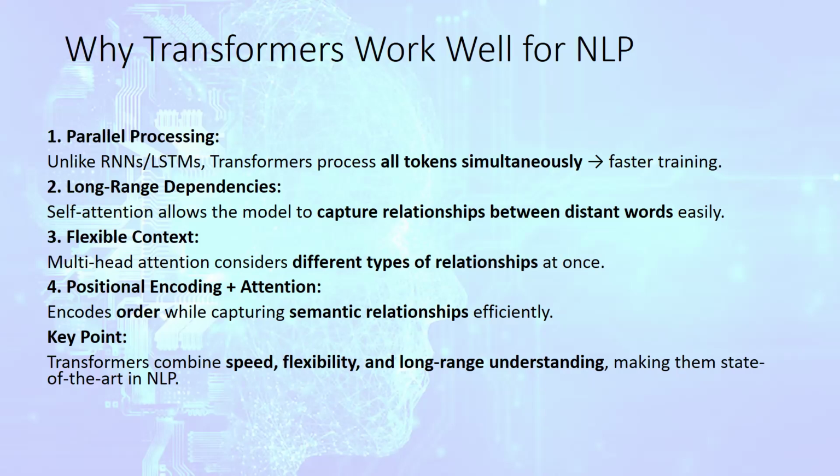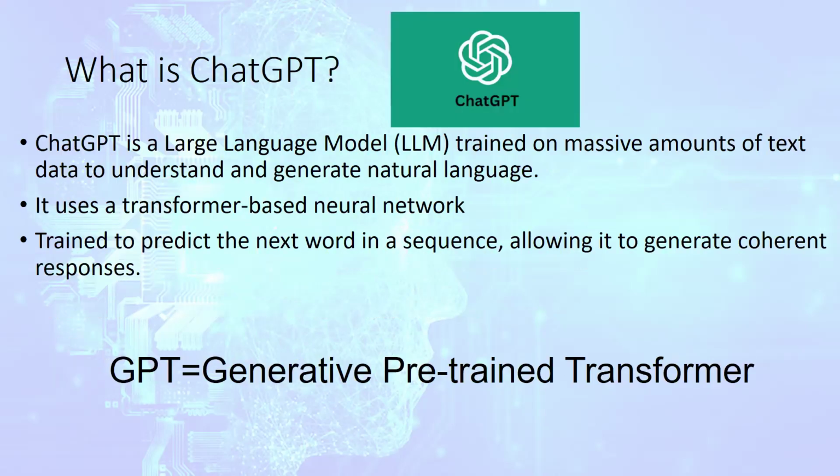And flexible context: multi-head attention, which we mentioned, considers different types of relationships at once, and positional coding can effectively be combined with attention. Yes, we said that we add positional information to our vectors corresponding to tokens, and then they're fed to the transformer network. So transformers combine speed, flexibility, and long-range understanding, and they really make up the state of the art now in natural language processing. Let's say a few words at the end about how ChatGPT works.